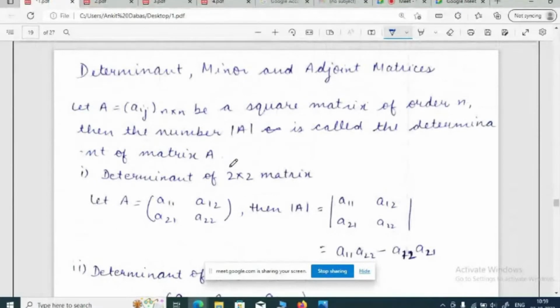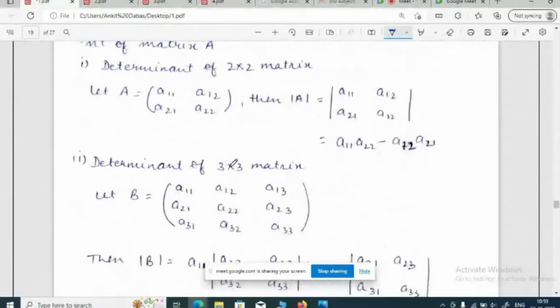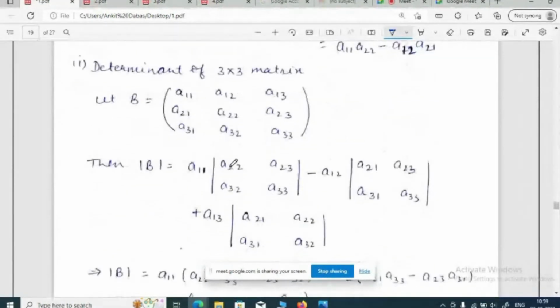Next, we have determinants, minors, and adjoint of matrices. Determinant can be taken along any row or any column of a matrix. Like for this 2 cross 2 matrix, the determinant of the matrix is equal to A11 A22 minus A21 A12. In this 3 cross 3 matrix, you can expand it along your first row, second row, third row, along any row you can expand it. If we are taking A11, then we are multiplying it with the corresponding minor, which is A22, A23, A32, A33. In this way, we determine the determinant of a matrix.